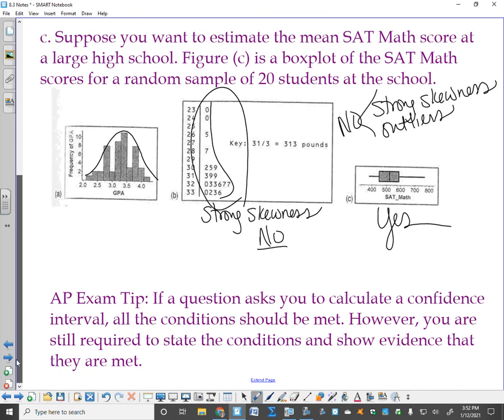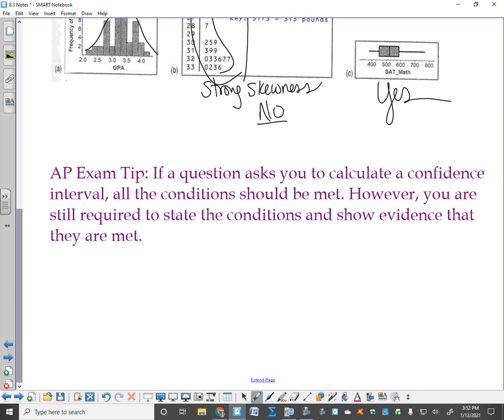Little AP exam tip down here at the bottom. If a question asks you to calculate a confidence interval, all the conditions should be met. However, you are still required to state the condition and show evidence that they are met. So if you're doing a full-on FRQ, all your conditions are going to be met. Where you're going to get ones where the conditions aren't going to be met is in a multiple choice question.